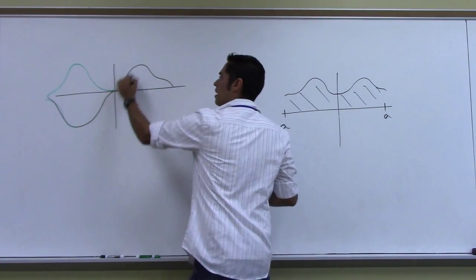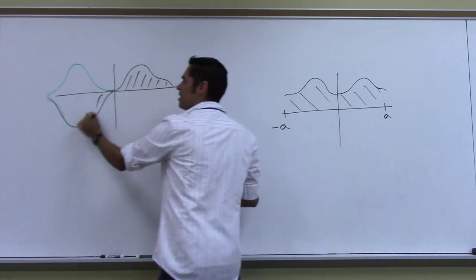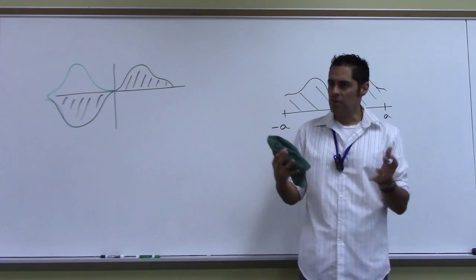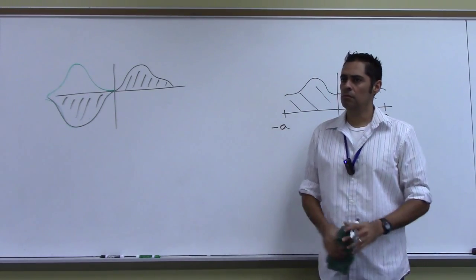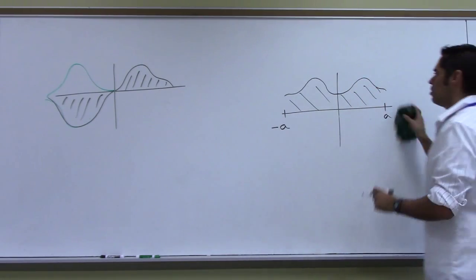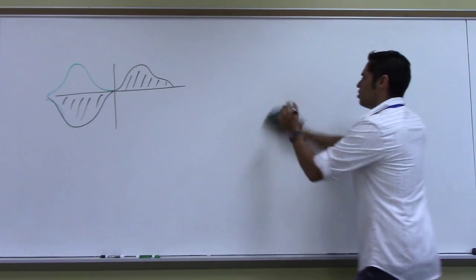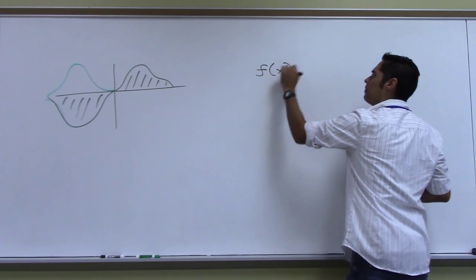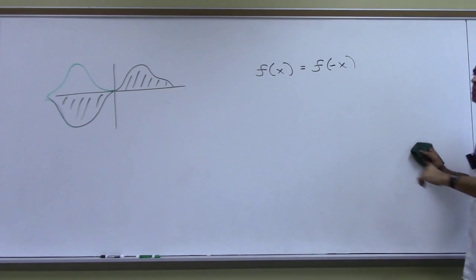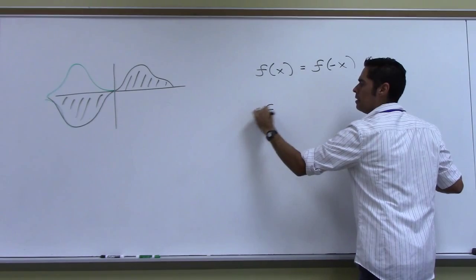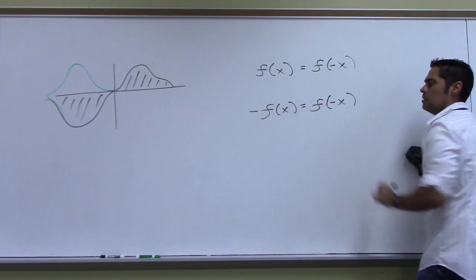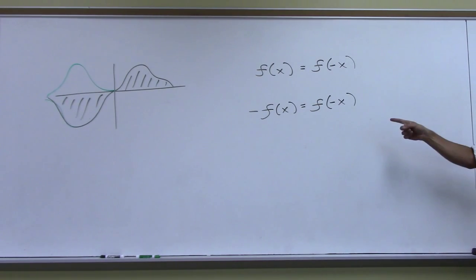So whatever this area is, this area is exactly the same, but negative. So when you put the two together, you get 0. Only if it's an odd function. How can you check to see if a function is odd? Like I showed you even was this. What is it for odd? It's negative f of x is f of negative x. That's what it means for a function to be odd.